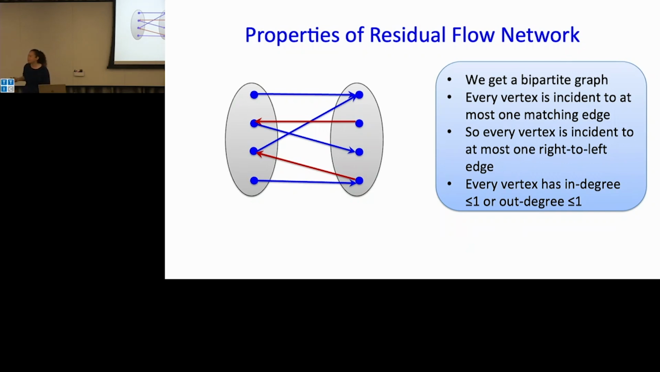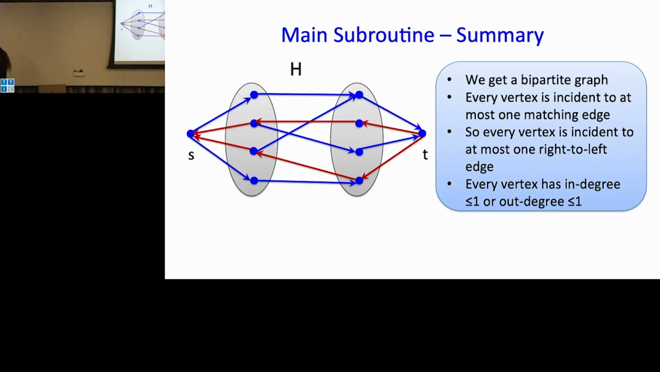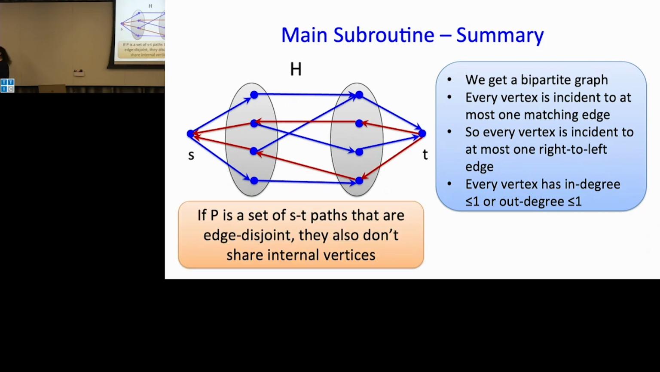Okay. So now we know that every vertex has either in degree at most one or out degree at most one. And going back to the residual flow network, what it means for us is that if you get any collection of S to T paths which don't share any edges, they also cannot share any inner vertices. So this is just useful to keep in mind, and it just comes from this property.